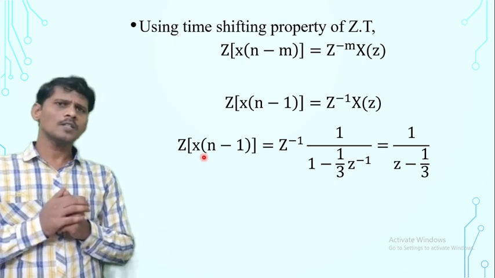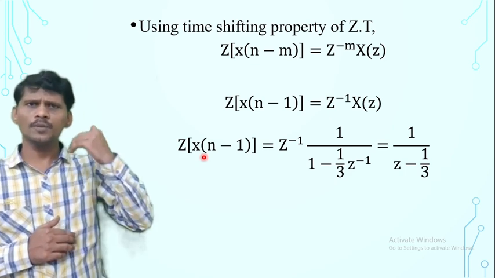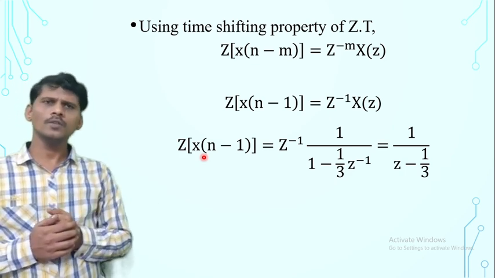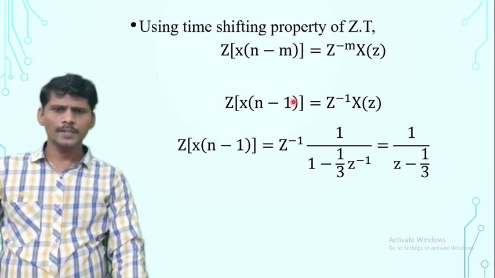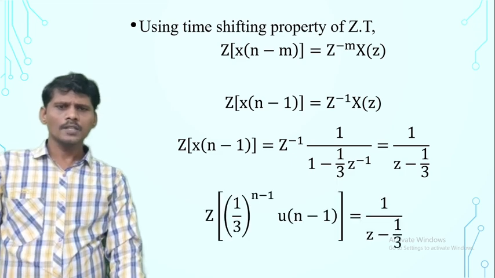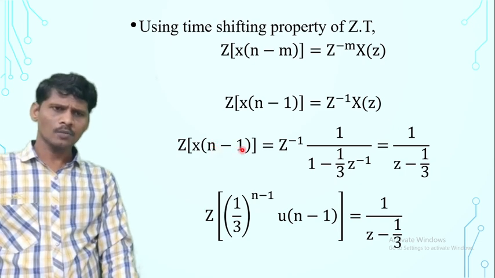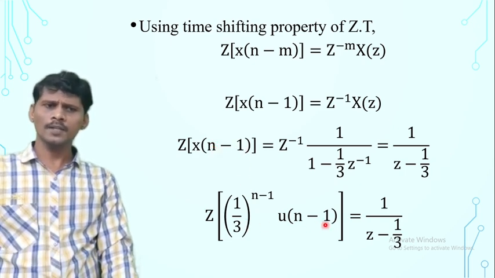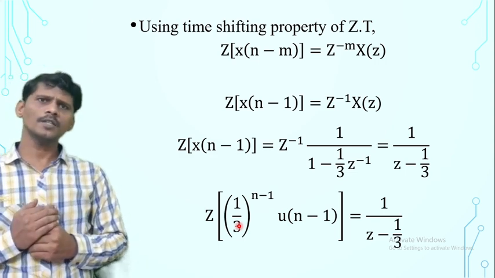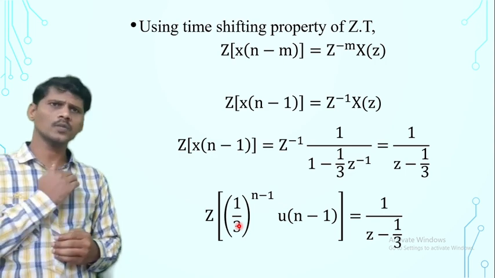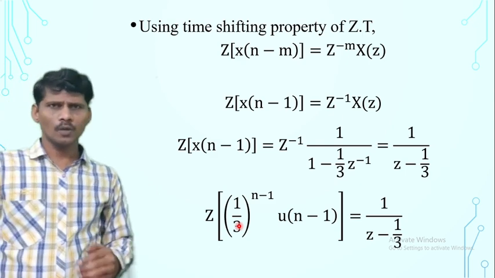So what is x of n minus 1? X of n is a to the power n u of n, and x of n minus 1 is a to the power n minus 1 u of n minus 1. Now here small a is equal to 1 by 3. Therefore the z transform of (1/3) to the power of n minus 1 u of n minus 1 is 1 by z minus 1/3. So this is the question number 1B explanation.